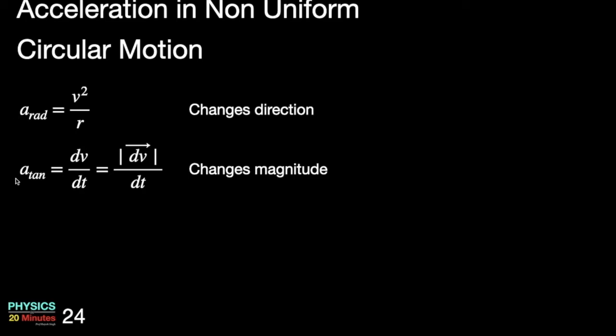Such an acceleration is called tangential acceleration, which is simply dv by dt, and it changes the magnitude of the velocity. The radial acceleration is perpendicular to the path and the tangential acceleration is along the path, so they are perpendicular to each other. Therefore, your net acceleration is given by Pythagoras theorem: the square root of a tangential squared plus a radial squared.